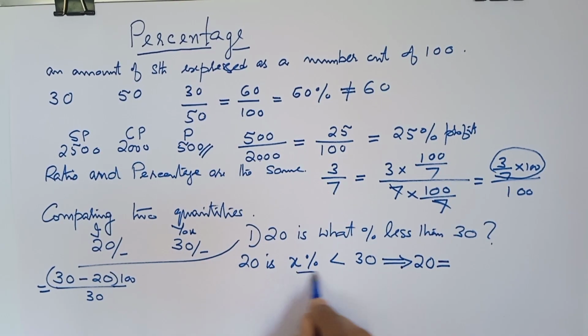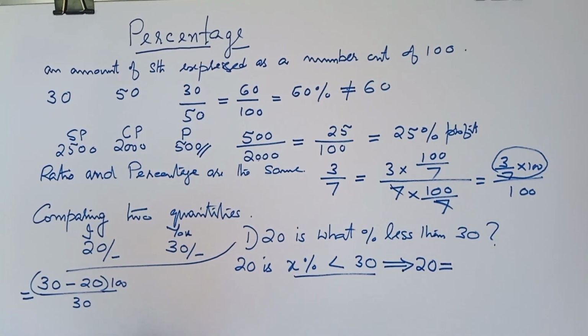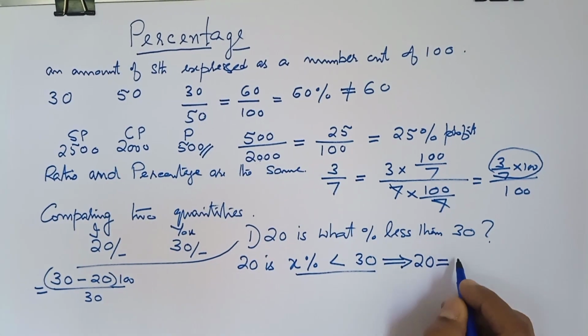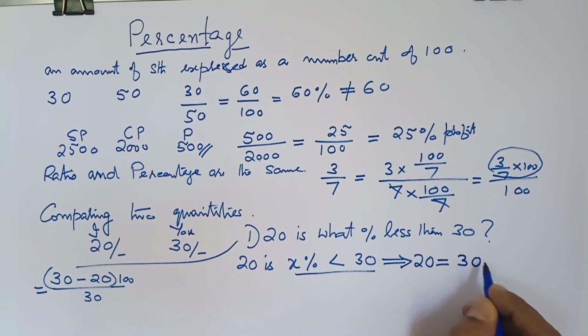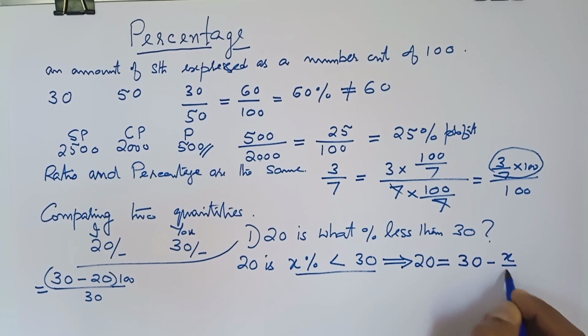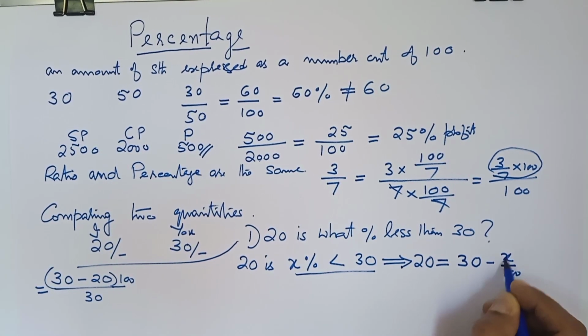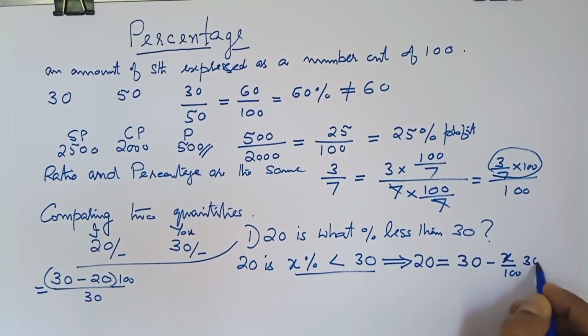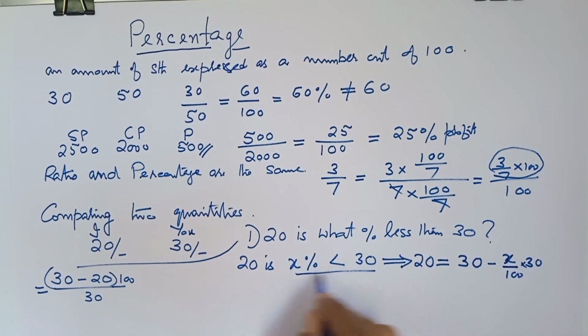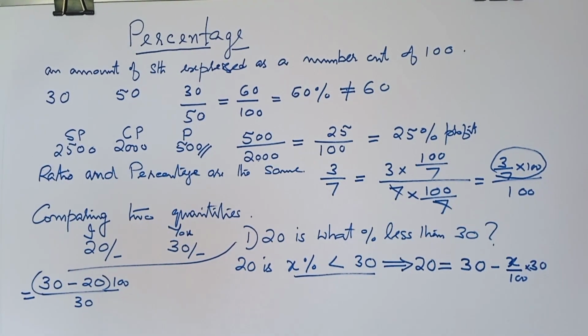How do you convert this part, X percentage less than 30? What do you mean by that? You reduce 30 by X percentage of what? 30. That is the implication or the meaning of this thing, X percentage less than 30.